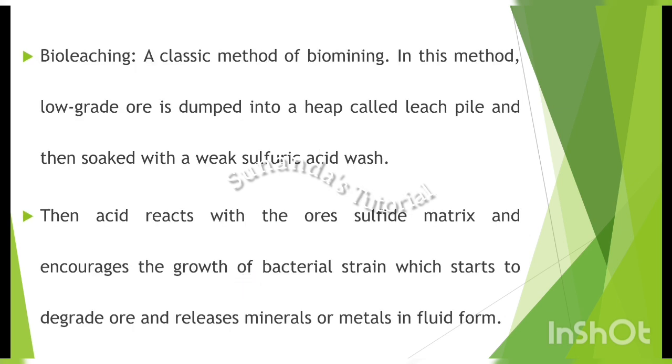Next, bioleaching. It is a classic method of biomining, and in this method, low grade ore, that means ore containing very low concentration of any metal, is dumped into a heap called a leach pile and then soaked with weak sulfuric acid wash. Then the acid reacts with the ore sulfide matrix and encourages the growth of bacterial strains, which start to degrade the ore and release the mineral or metal in fluid form. Then we can extract our desired mineral or metal.